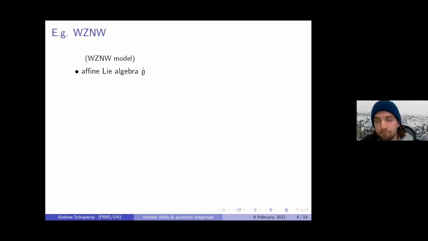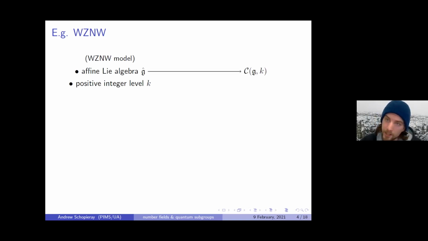So I take some, let's say, simple complex Lie algebra G, and I look at the affine Lie algebra corresponding to it. And if I want to create this modular tensor category, I can look at positive integer level representations of this affine Lie algebra, and get a modular tensor category, which I'll call C, which is roughly the category corresponding to that simple Lie algebra and that positive integer level.